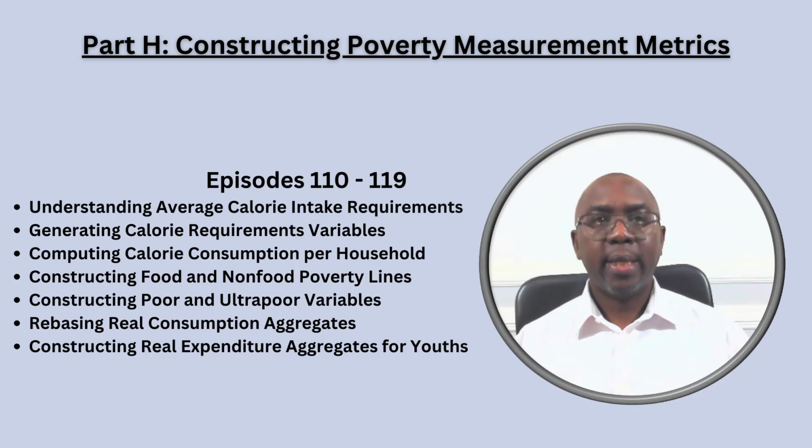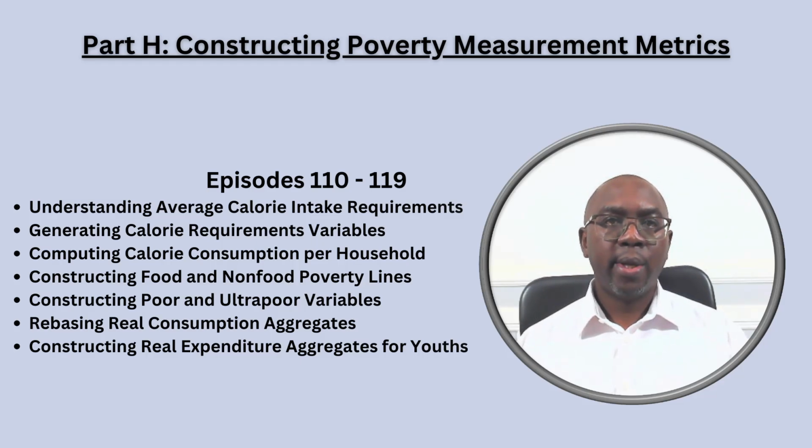So in part H of our course, we are now going to go about constructing poverty measurement metrics. Now that you have your real consumption, then we need to also construct poverty lines for the food poverty lines, non-food poverty lines, and then measure them to come up with a consolidated poverty line. So we're going to run this through episodes 110 to 119, short videos.